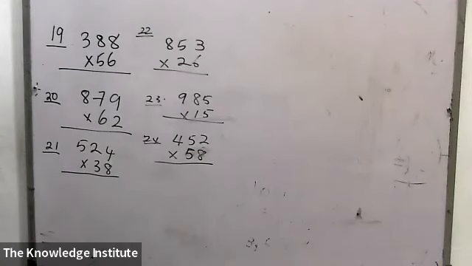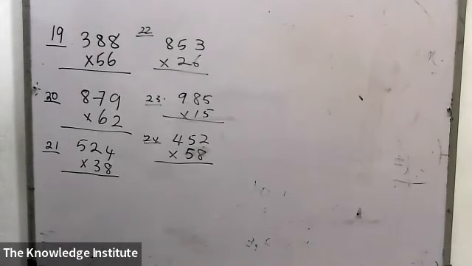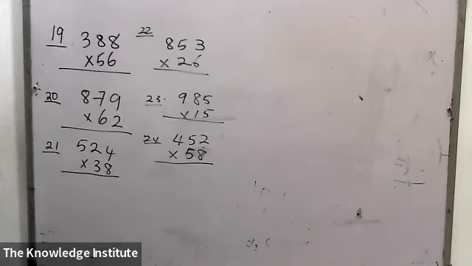How many have you done? What are the questions you have done so far? Teacher, now I'm on the last one. Okay. Till then, can you tell me the answer for the 19th one? Okay, teacher. The 19th one, the answer is 21,728. Okay, correct.